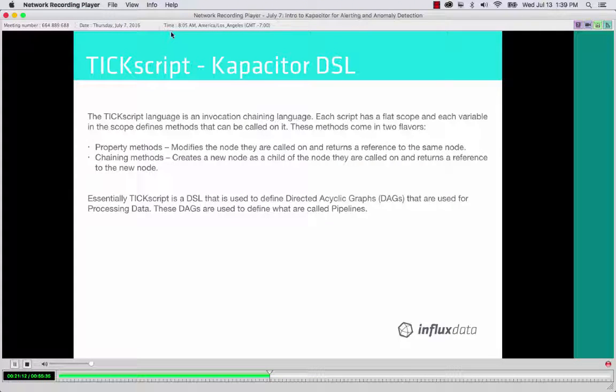As we just saw, we saw TICKscript. TICKscript is the Kapacitor DSL. So DSL is a domain-specific language. So we have a language around defining these sort of DAGs. So it sort of allows you to invoke chaining of these things.